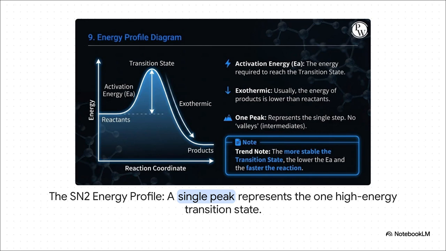We can even visualize the difference in terms of energy. The journey for an Sn2 reaction is like climbing one single steep hill. The very peak of that hill is what we call the transition state, that super unstable, fleeting moment where the old bond is breaking and the new one is forming.